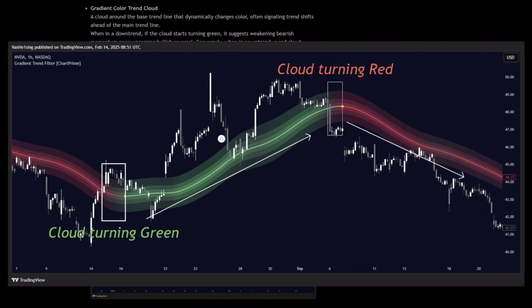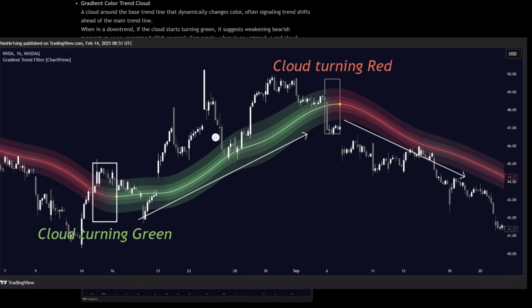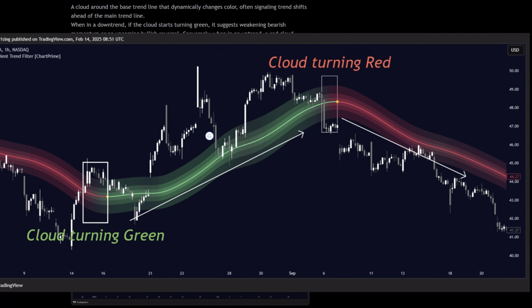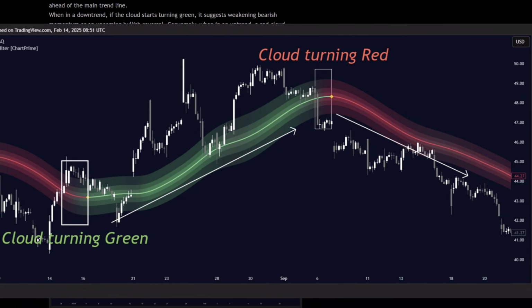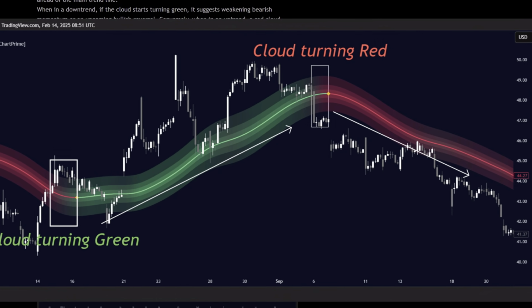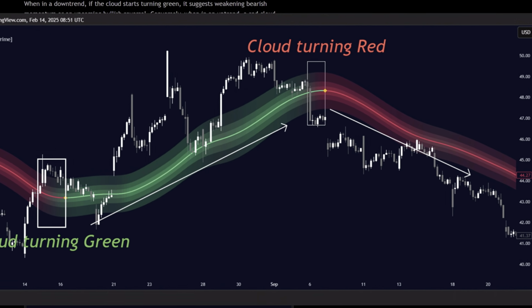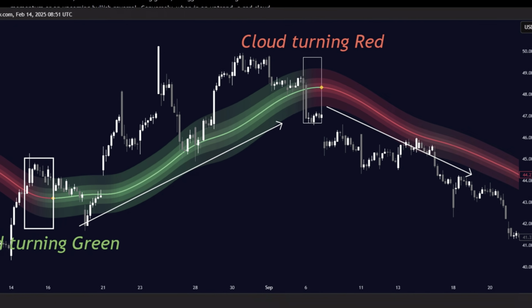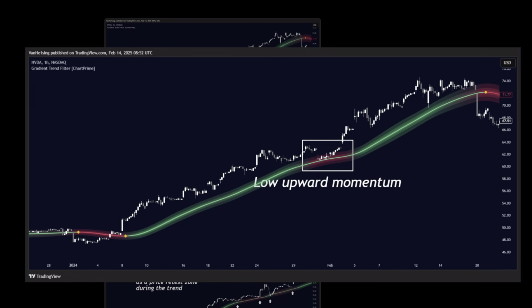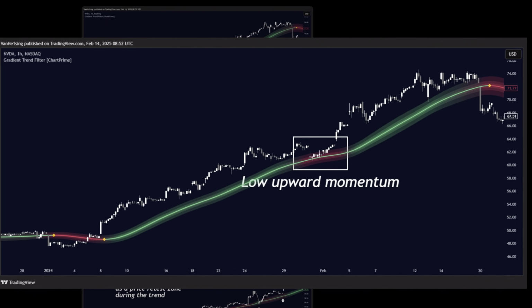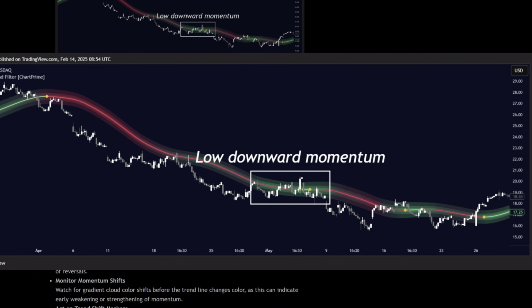When the market is falling and the cloud starts changing color, it suggests that bearish momentum is weakening. When the market is rising and the cloud starts changing color, it suggests that bullish momentum is slowing down. The cloud also acts as a dynamic zone around price. And that's important because many pullbacks naturally develop around this area.